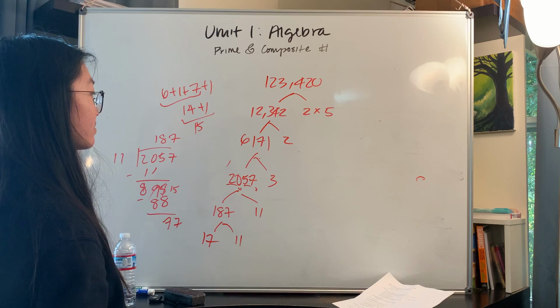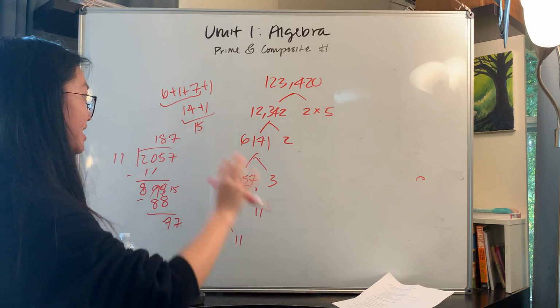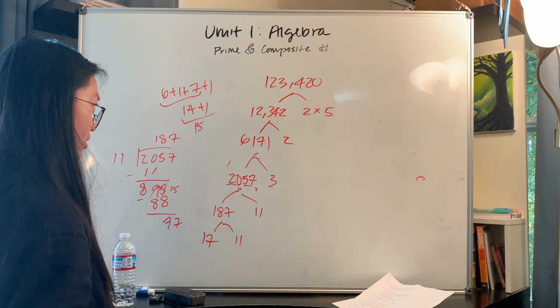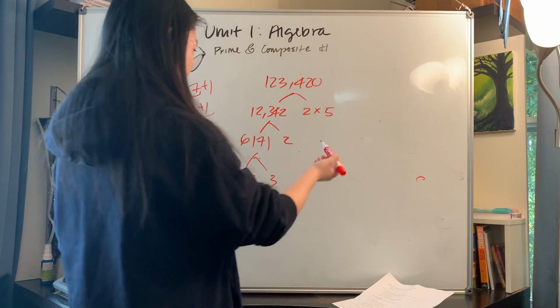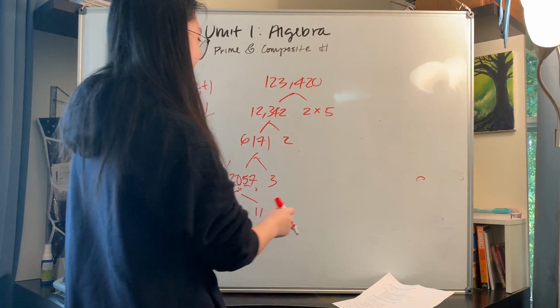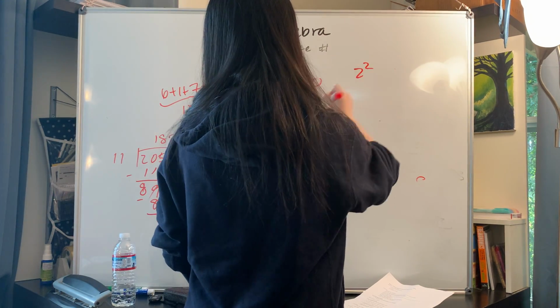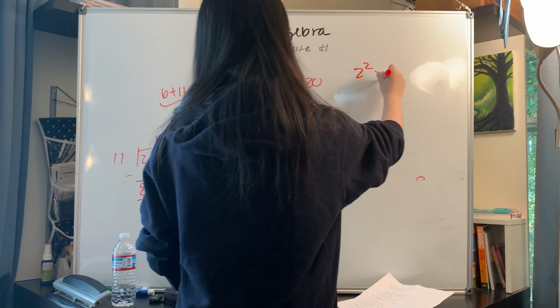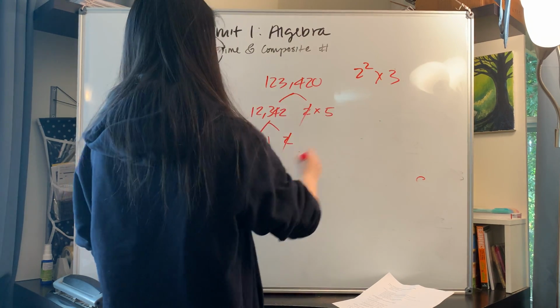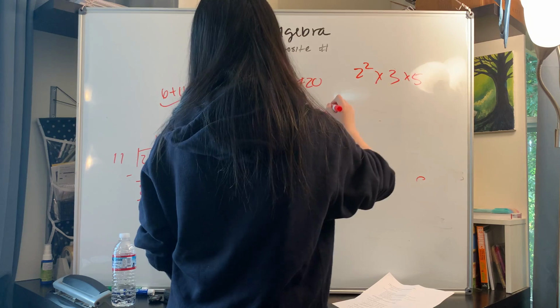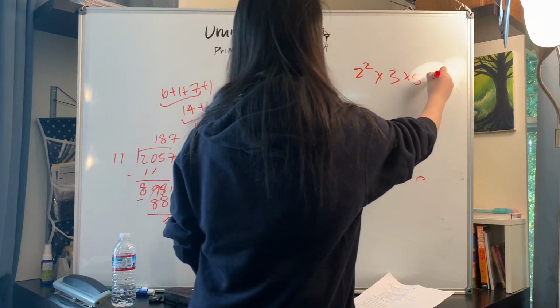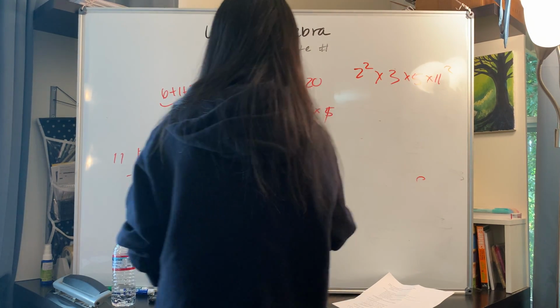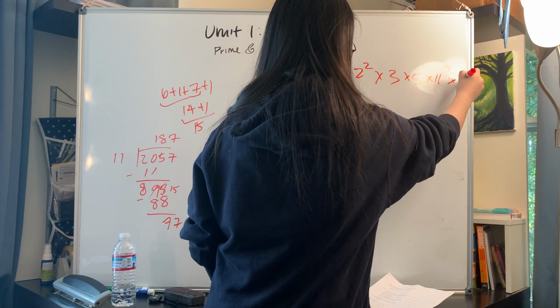And this is the complete prime factorization of this number. So if we take all of our numbers, be mindful that we don't actually miss anything. We have 2 squared times 3 times 5 times 11 squared times 17.